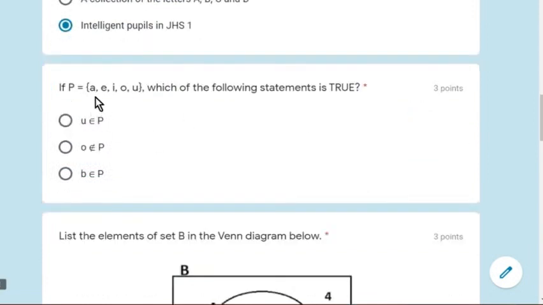If P is equal to the letters A, E, I, O, U, which of the following statements is true? The first one says U is a member of P. U is a member of the set P, which is true because I can see U in the set. The second option is O is not a member of P. That is not true because O is actually a member of P. I can see O in the set. The third one says B is a member of P. That is also not true because B is not a member of P. We can't see B in that set. So the correct answer is the first choice, U is a member of P.